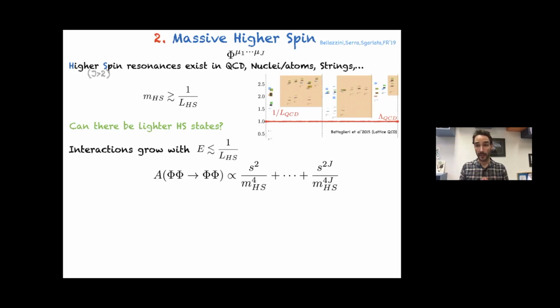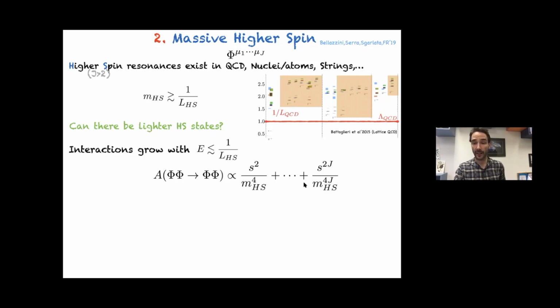Now, interactions between particles of higher spin actually grow with energy, up to an energy given by their inverse size, because this is how much you can localize the particles to scatter them, at most their inverse size. When you compute the amplitude for the scattering of higher spin particles, in particular the longitudinal part, so in that sense we are really scattering scalars, as I advertised before, it turns out that the amplitude is given by this beautiful expression, powers of energy over the mass of the higher spin.